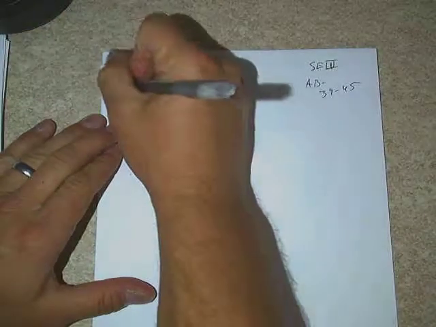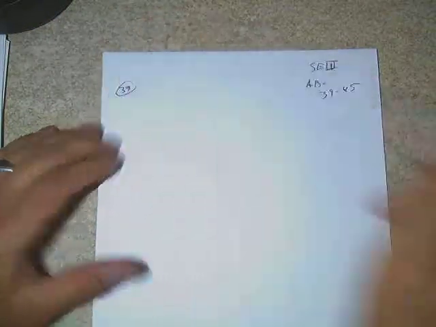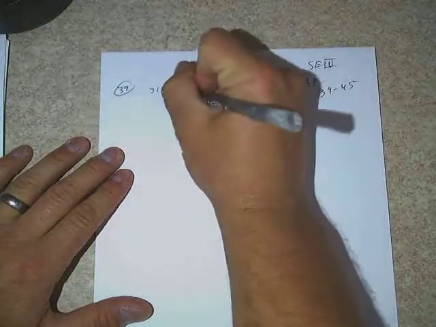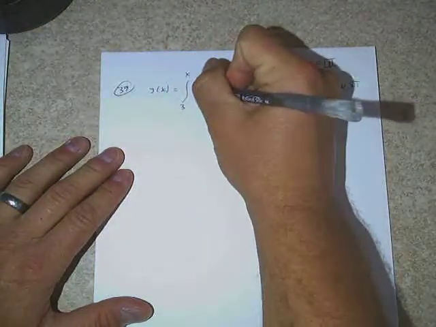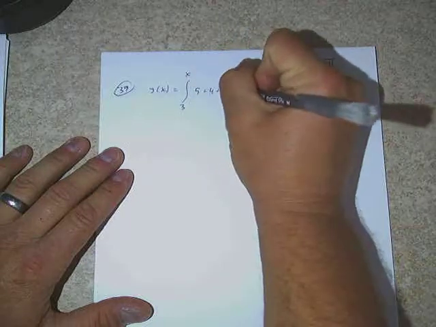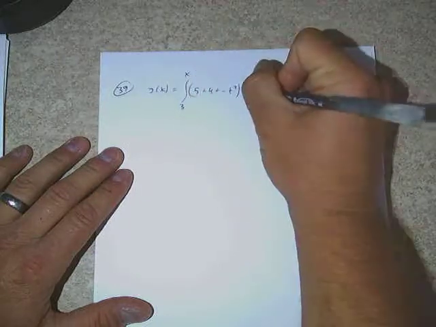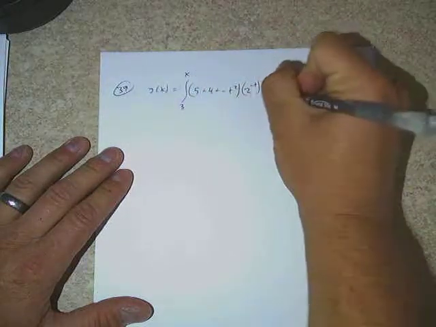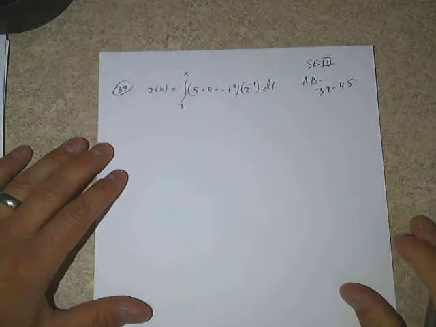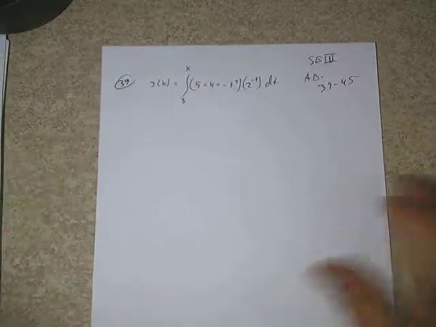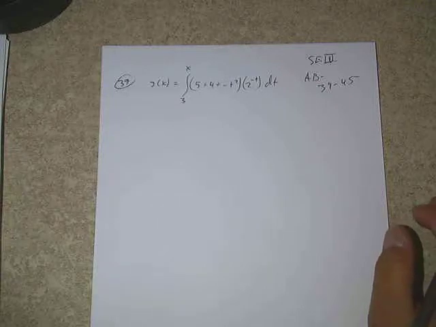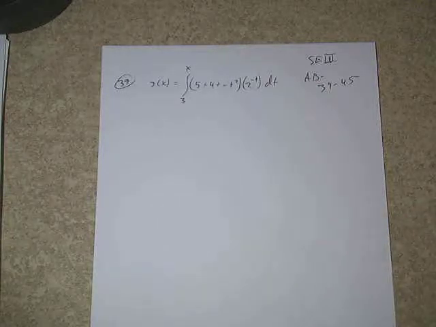Okay, so sample exam 4, number 39, they give us a g of x function. It's defined as the integral from 3 to x of (5 plus 4t minus t squared) times 2 to the negative t dt. So that being our g function, the question says which of the following statements about g is true.